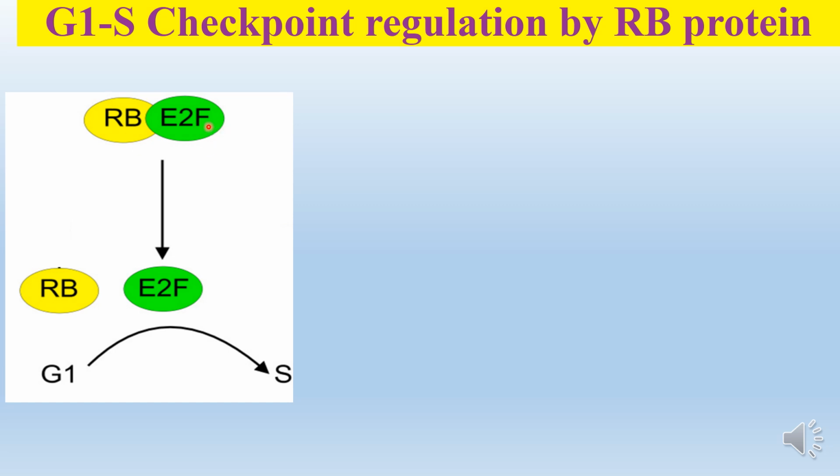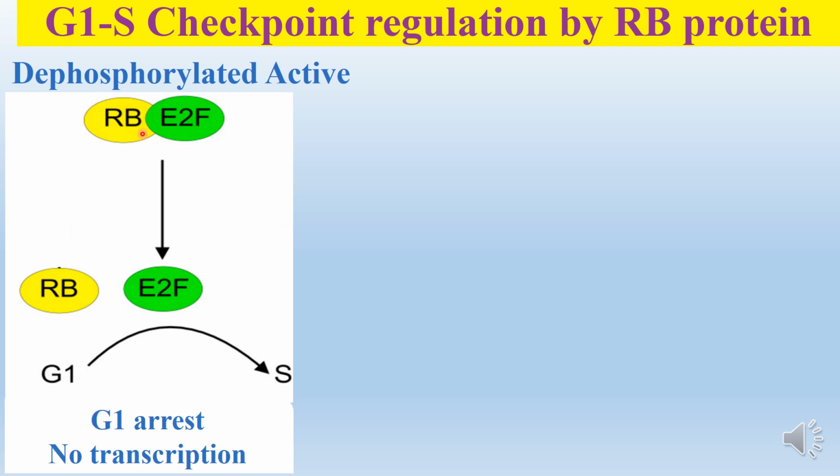So what happens is that it blocks the transcription and prevents the cell from entering into the S phase. That is, the cell is held at the G1 checkpoint, so it cannot go into the next phase, and this is possible because the retinoblastoma is dephosphorylated, and in the dephosphorylated condition RB protein is active, and there is G1 arrest, there is no transcription. This is what is happening in a normal cell.